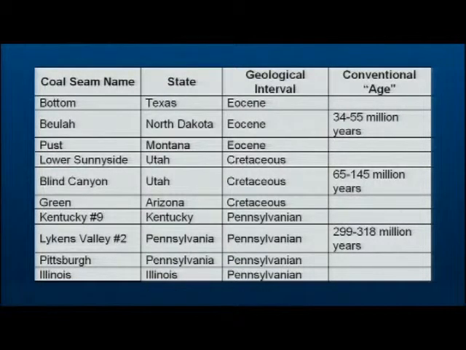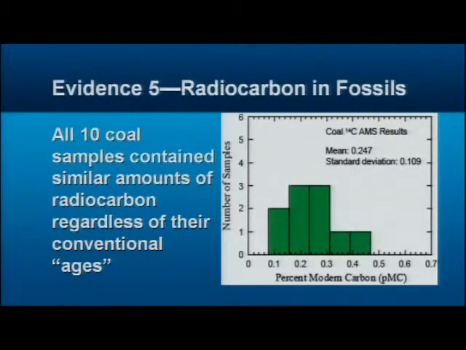And you can see they've come from a wide distribution around the United States. And guess what? They all had radiocarbon in them. In fact, they all had about the same amount of radiocarbon in them. They were all about the same radiocarbon age. Surprise, surprise. Where did all these coal beds form? Right, during the flood. They all formed in 1 year.